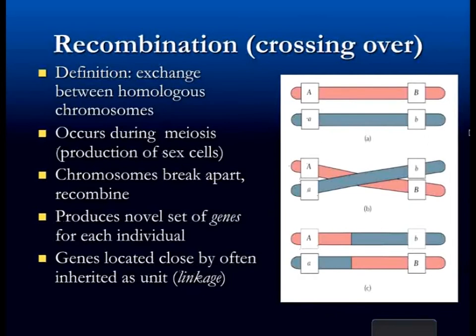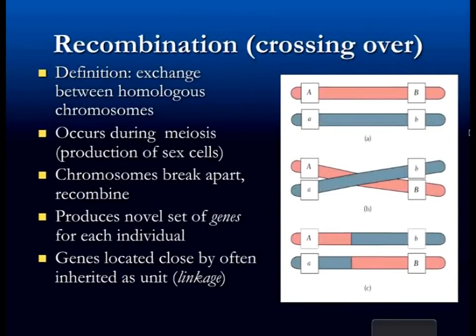Okay, that's called recombination. So recombination is the exchange between homologous chromosomes. It occurs during meiosis, that's the production of sex cells, as we said. The chromosomes break apart and then recombine. This produces a novel set of genes for each individual. Okay? So you're going to get half the genetic material, but you're not going to get it in the form of a full chromosome. Okay?